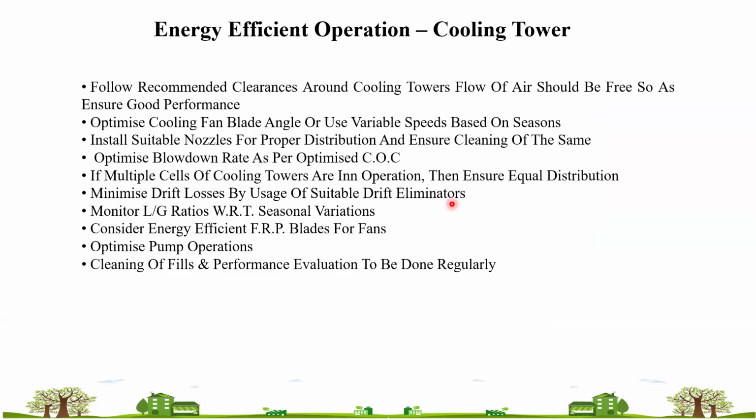Then minimize drift losses, so eliminators have to be there. Then L by G ratio with seasonal variation. We have seen that. With the help of blade angle or VSD, you can maintain this L by G ratio. Then energy efficient FRP blades or fans are used. Majorly now people are changing metallic blades to FRP blades. Then optimize pump operations, means whatever liquid ratio is required, that liquid ratio has to be pumped to the system. If you are getting more flow rate in the system, it is not going to help you. So your pump power is also wasted.